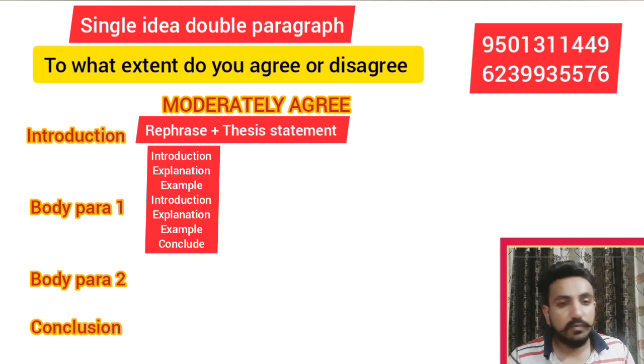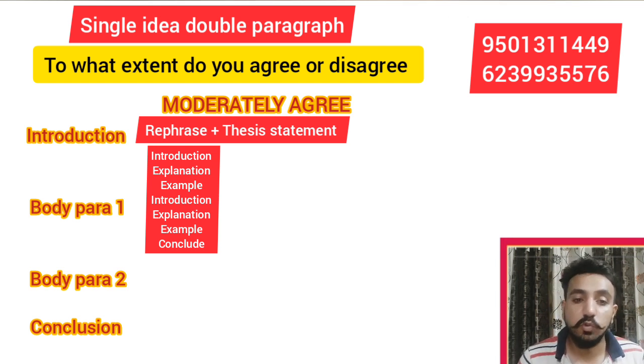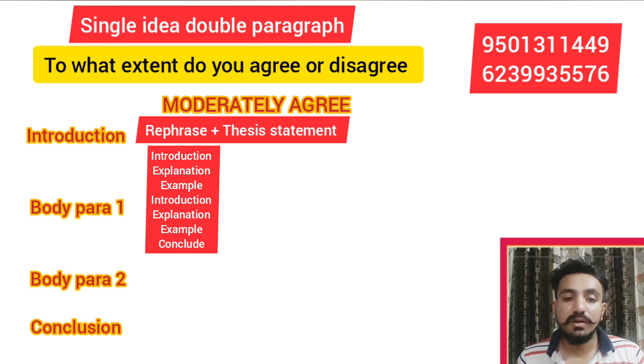So in the first body paragraph, first there is an introduction, after that an explanation, and then an example. No conclusion yet, because you have to give the conclusion at the end. Moderately agree means we are discussing two ideas of the same side, so we give the conclusion after the second idea. So introduce your second idea a little bit, then explain it, give its example, and then conclude the whole paragraph. You don't need to add an example if you are crossing your word limit, so take care of that.